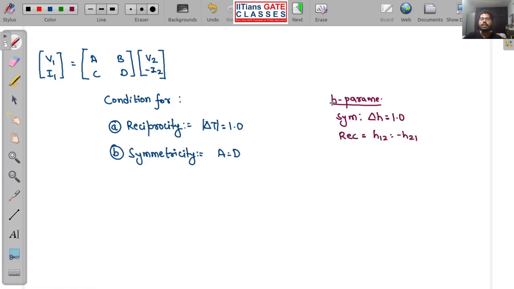Now you can see that for the ABCD parameter this is quite the reverse. For reciprocity, the determinant of the T matrix should be equal to 1, meaning the circuit defined by the ABCD matrix is reciprocal. And for the circuit to be symmetric, the ABCD parameter A should be equal to D.